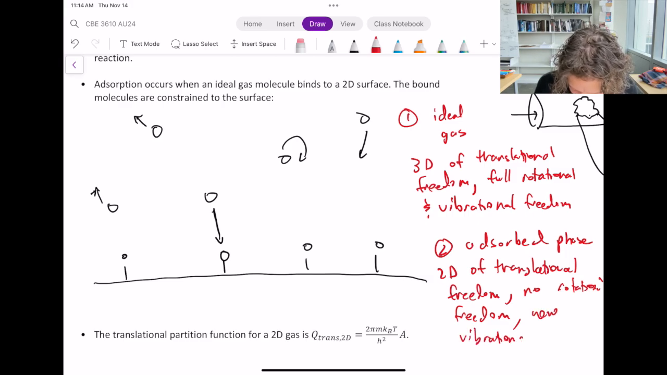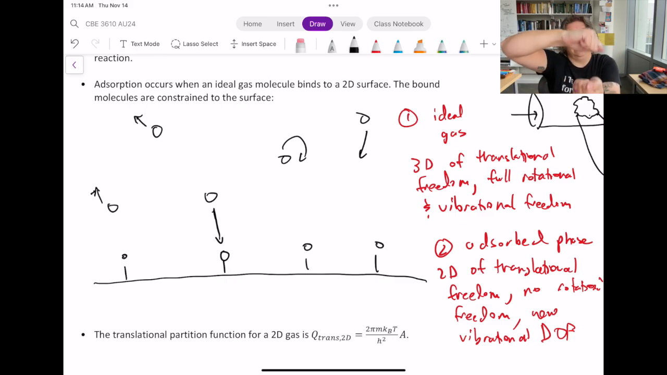vibrational degrees of freedom. The reason they have new vibrational degrees of freedom is because they formed a new bond. So some of the vibrational modes are going to be similar. You're still going to have that CO stretch. It's still stretching even though it's bound to the surface. That's going to be altered because of the new bonds it's formed. But it's also going to have all sorts of new vibrational degrees of freedom because it formed this new bond on the surface.